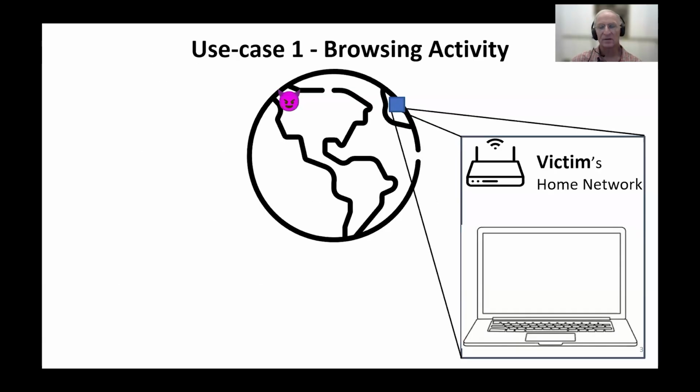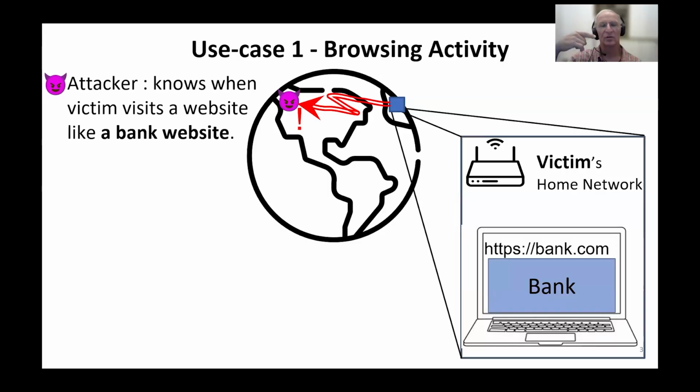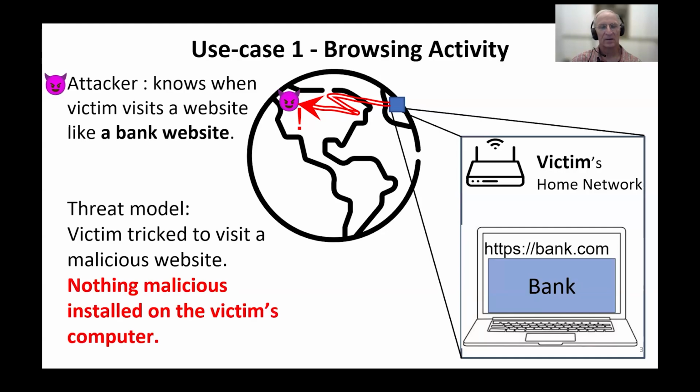First use case, observing the browsing activity of the victim. Victim visits, say, bank.com, and it's important not only to notice that the victim is visiting bank.com, but to notice immediately, when the victim does visit, the attacker is alerted. Again, nothing malicious installed on the victim's computers.